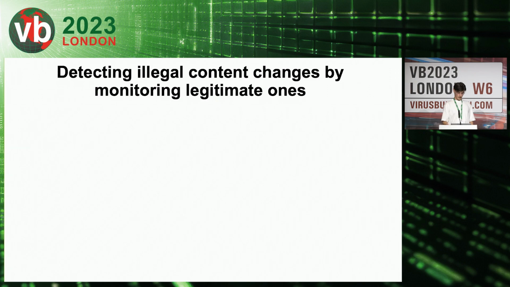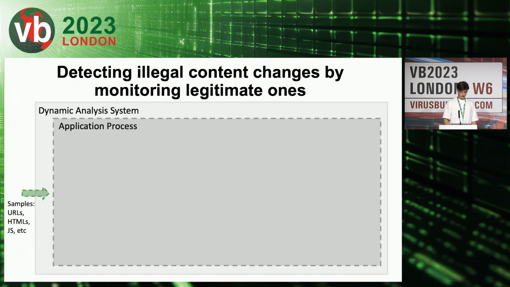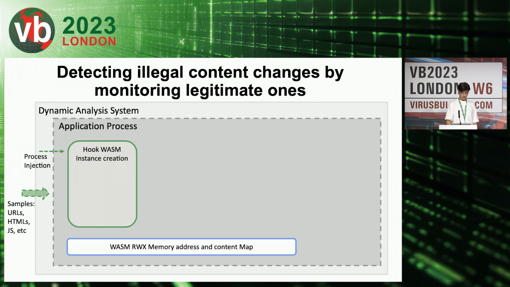So let's talk about the first one. Let's say we have our dynamic analysis system, and we're going to input our samples. Then we're going to launch our application process, let's say Chrome, and we're going to inject our detection mechanism. Like I said, our detection mechanism is based on hooks. The first hook we're going to put is on the WebAssembly instance creation, and at the same time we're going to create a WebAssembly RWX memory address and content map.